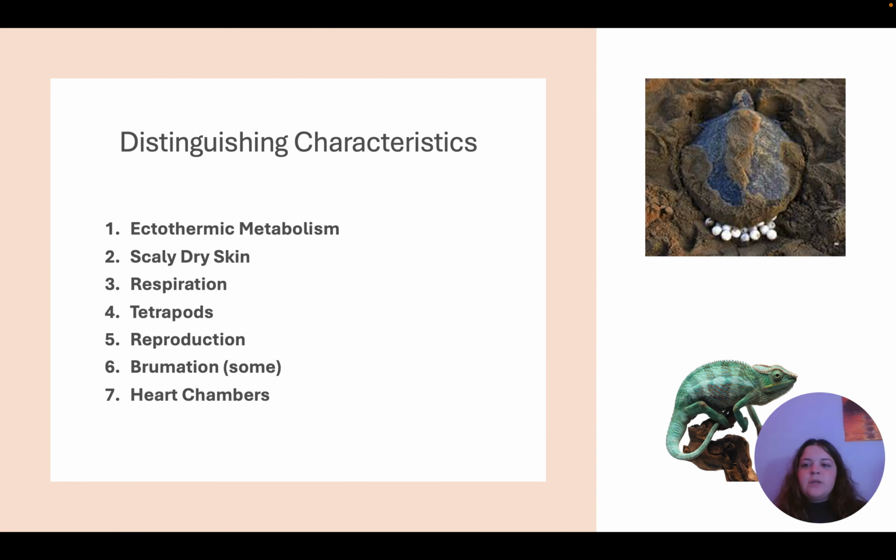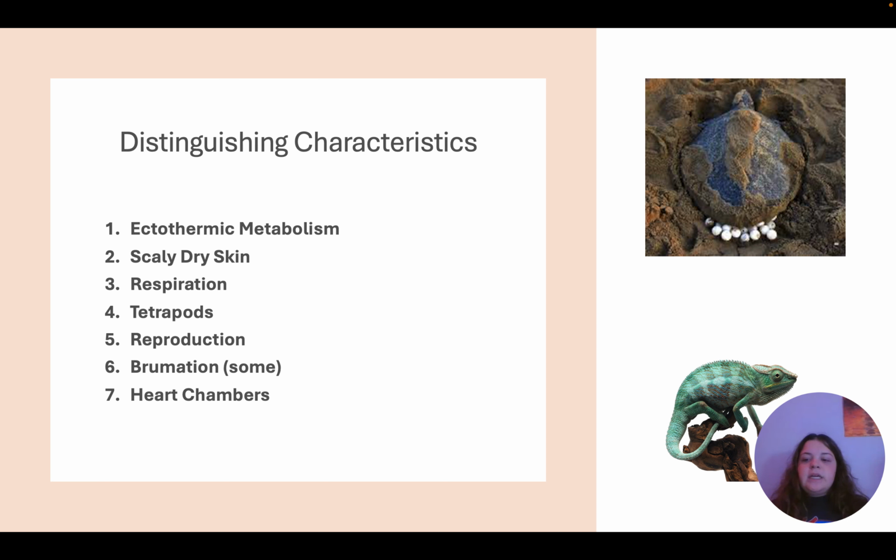Some of the distinguishing characteristics that reptiles have are first, their ectothermic metabolism. This means that reptiles are cold-blooded and their body temperature depends on external surfaces, and they have many behavioral adaptations that help them regulate their temperature, like digging underground. Additionally, some reptiles go through brumation, meaning they don't eat and decrease their metabolism during cold months.